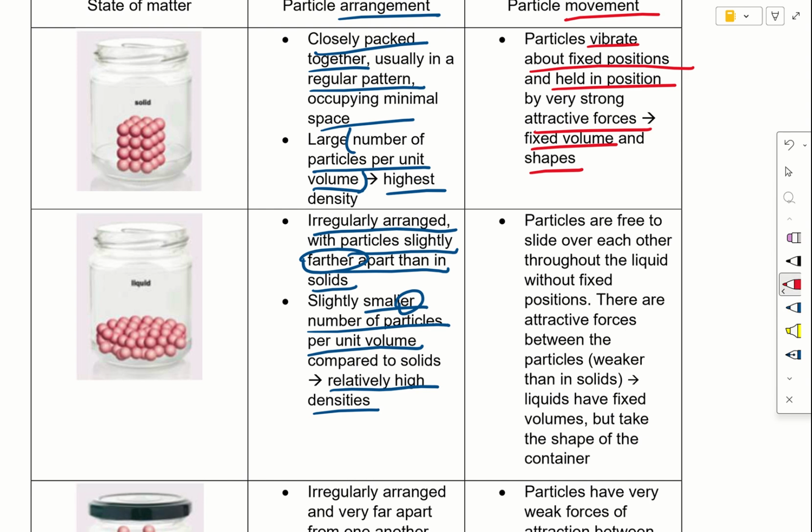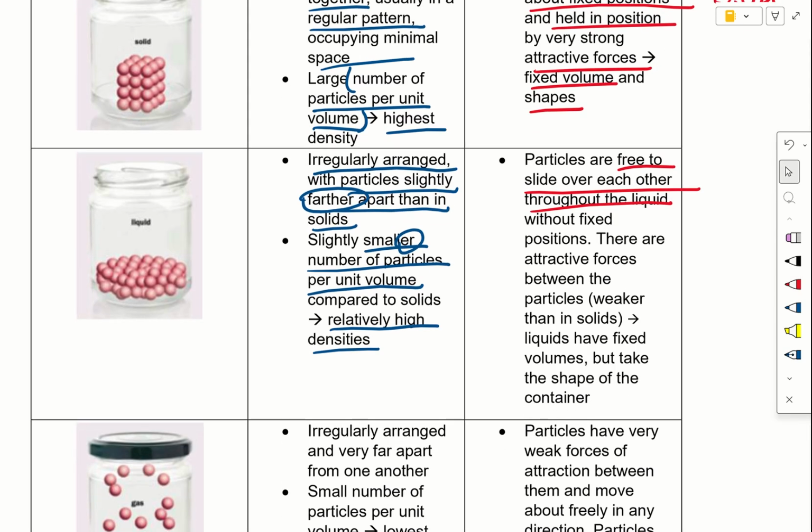Now we go to the movement. The particles are free to slide over each other throughout the liquid without fixed positions. The vibrate about fixed position is only reserved for solid, when you're talking about solid particles. For liquids, they are free to slide over each other throughout the liquid without fixed positions.